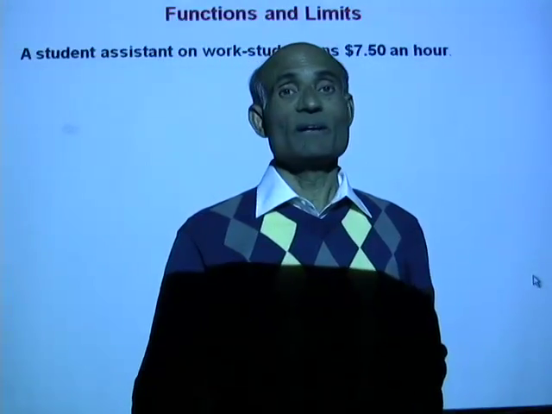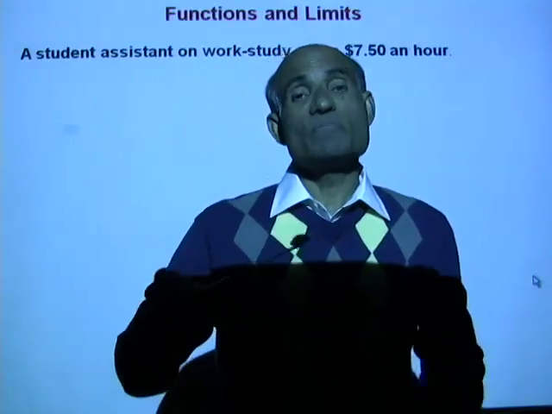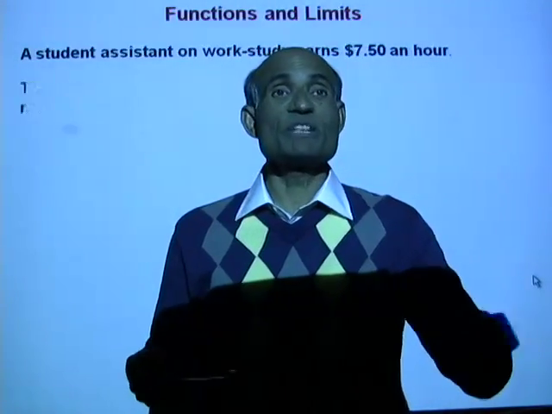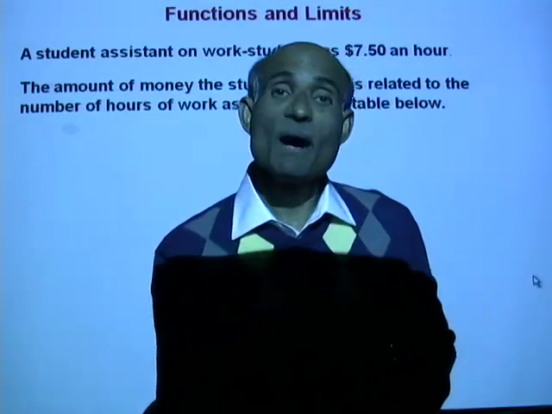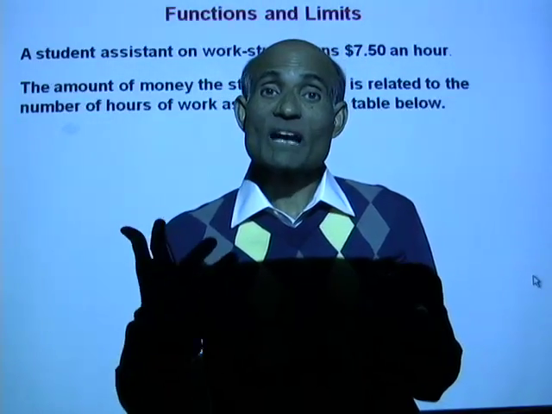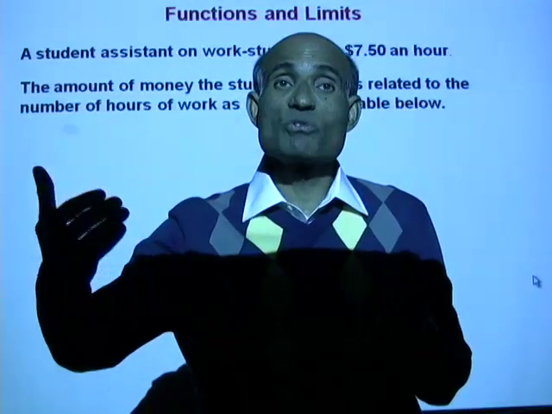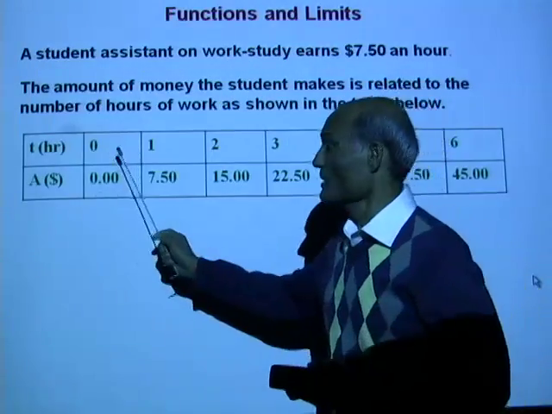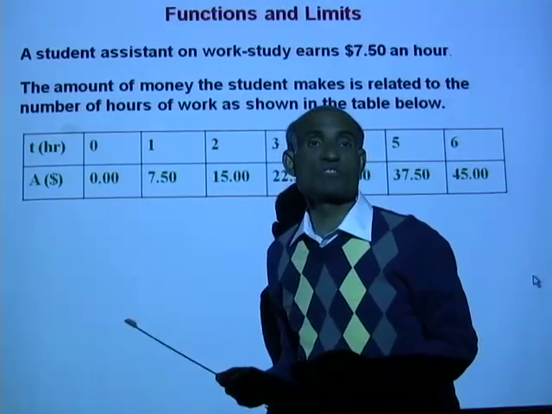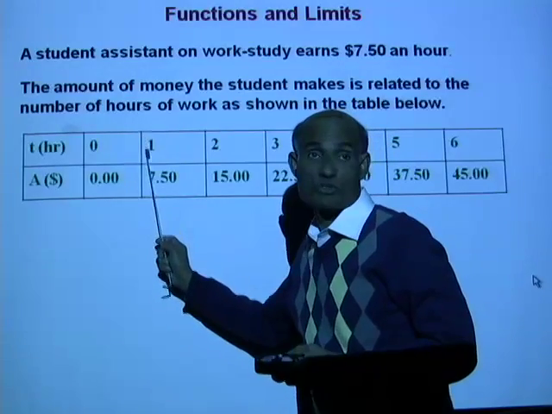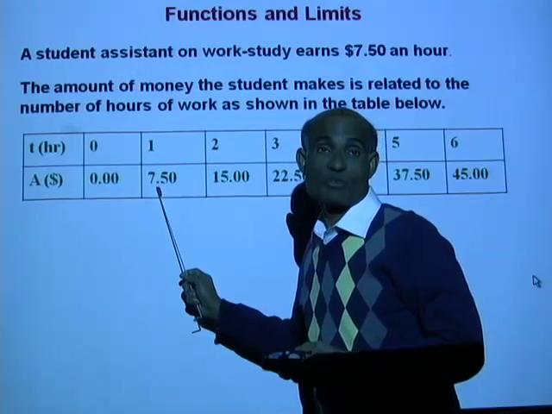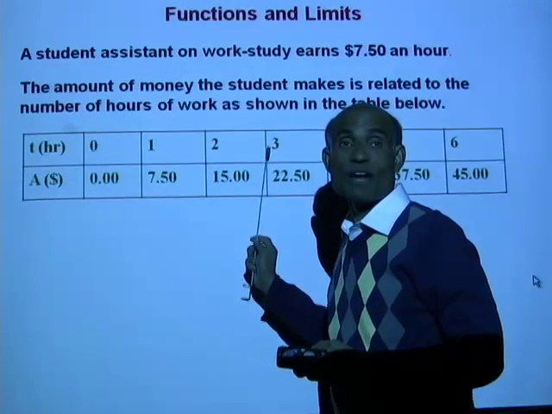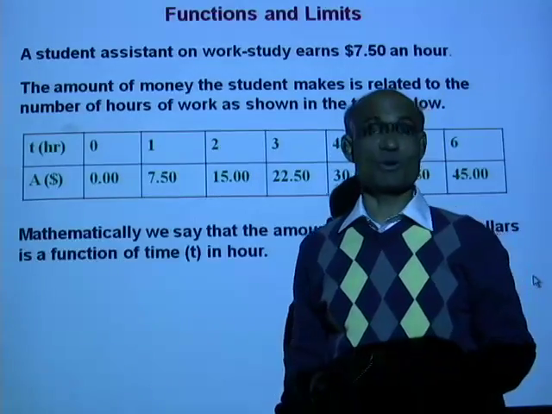For example, let's think about a student assistant working and earning $7.50 an hour. The amount of money the student makes actually is related to the number of hours the student works. And here is a relation. When the student doesn't work, the student doesn't really earn any money. The student works for 1 hour, the student earns $7.50, for 2 hours, $15, 3 hours, $22.50, and so on.